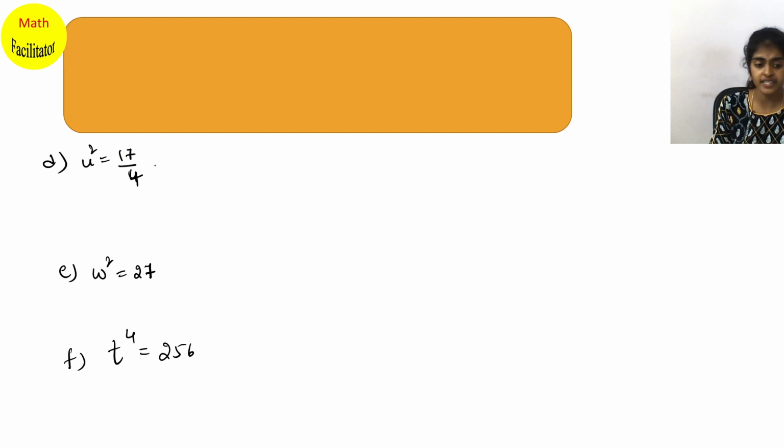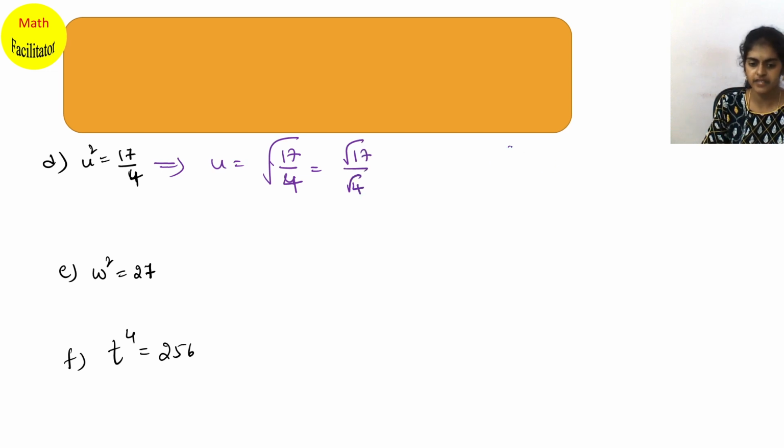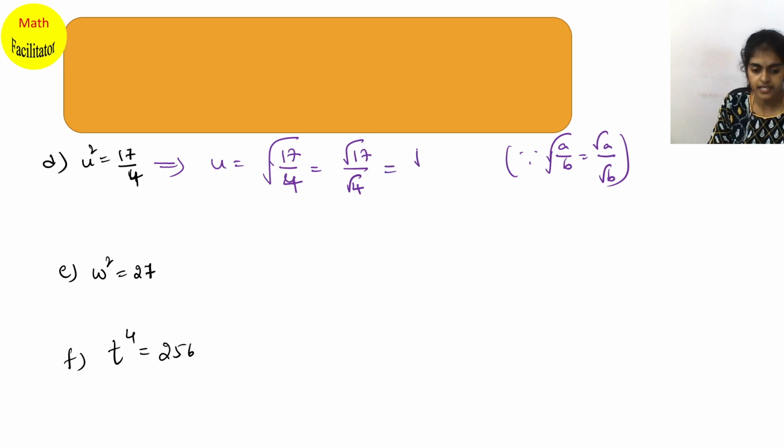Next question. U square equal to 17 by 4. So u is equal to root over 17 by 4, which is root 17 by root 4, since root over a by b is equal to root a by root b. You have learnt this in your lower classes, the square and square root concept. So that is root 17 by root of 2 square, which is root 17 by 2.